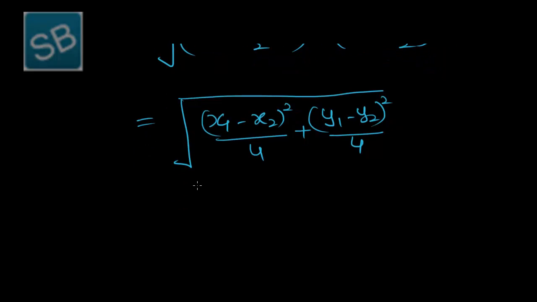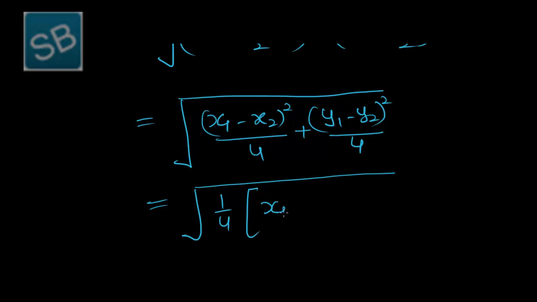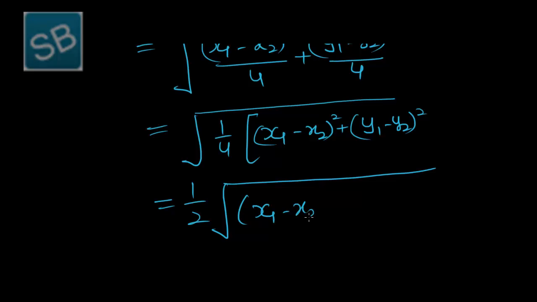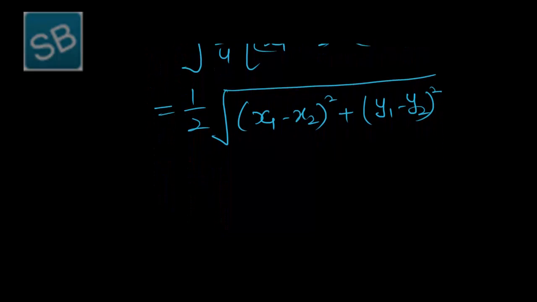So we get 1 over 4 is common from both, that is (x1 minus x2) whole square plus (y1 minus y2) whole square. So we get 1 by 2 under root (x1 minus x2) whole square plus (y1 minus y2) whole square. Now as we have the center and radius, then we can find out the equation of circle.